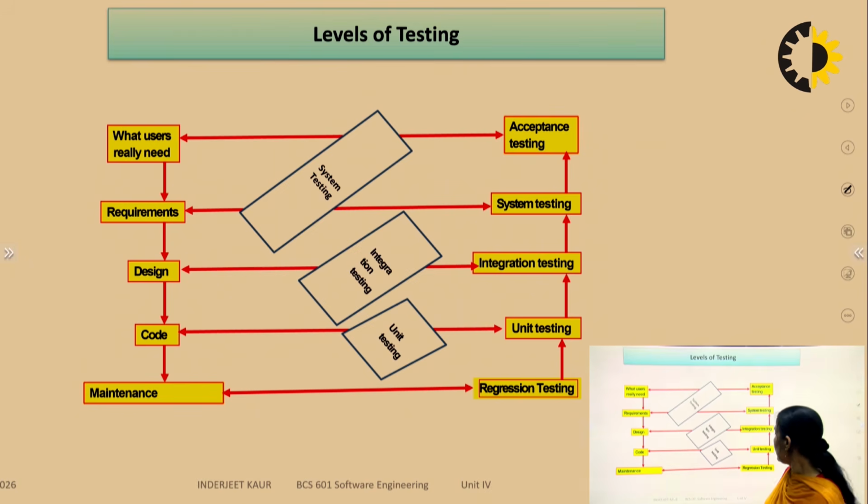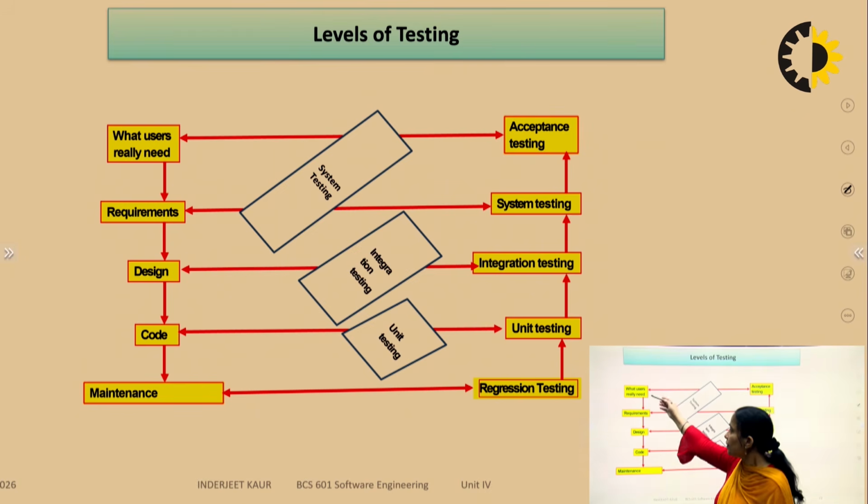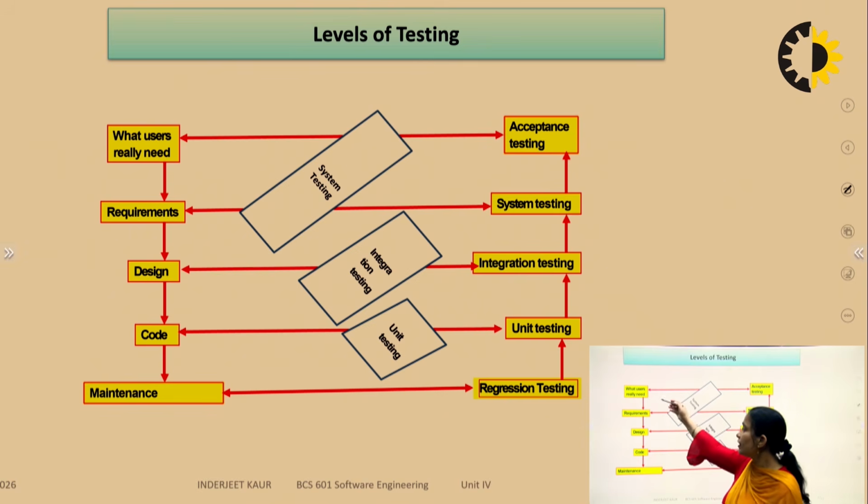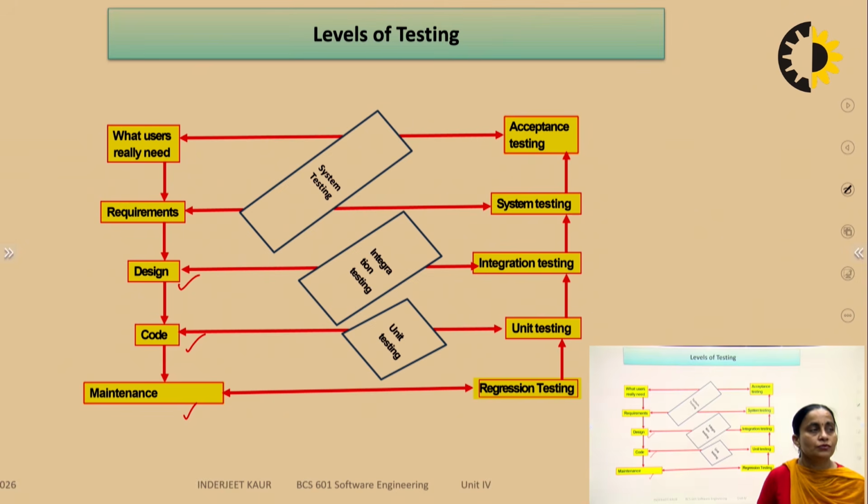We start from what users really need. It should be very clear to us. Then we define the requirements. Then we move on to the design phase. Then we write the code, then we plan for the testing, and then we think about the maintenance. These are the different phases of the software.